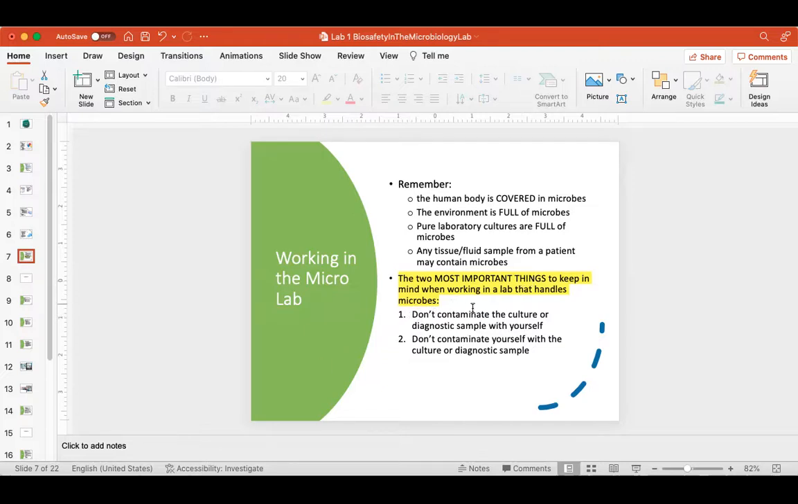Don't do anything that's going to contaminate the culture that you're growing or the diagnostic sample that you're handling. Don't do anything to contaminate that with yourself. In other words, don't let the microbes that are on you get into those cultures. And second, don't contaminate yourself with the things that you're growing. Don't contaminate yourself with the culture or the diagnostic sample. Two things. Don't contaminate the things you're trying to grow with yourself, and don't contaminate yourself with the things you're trying to grow. And if you can keep those two things in mind every day while you're working, you'll be in really good shape.